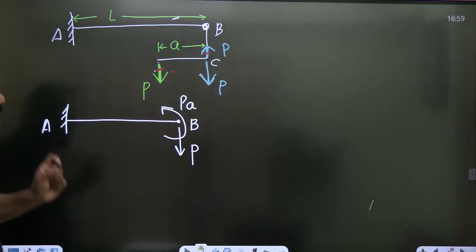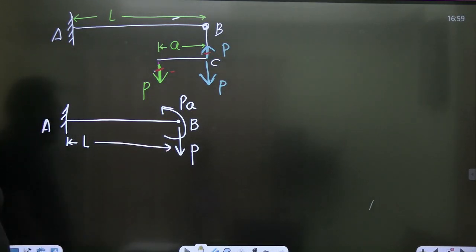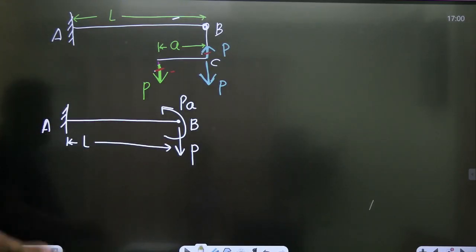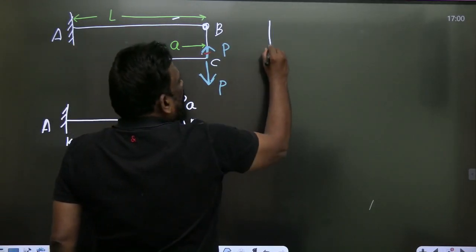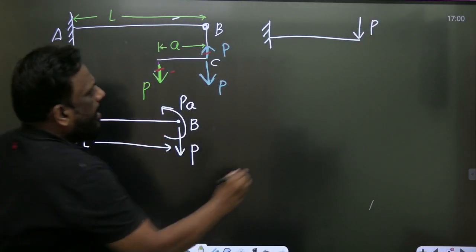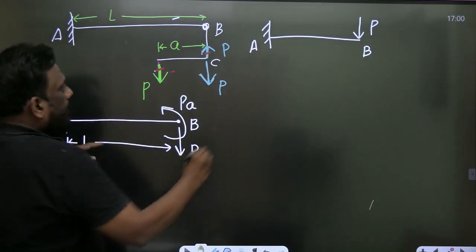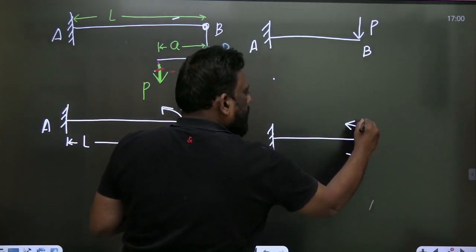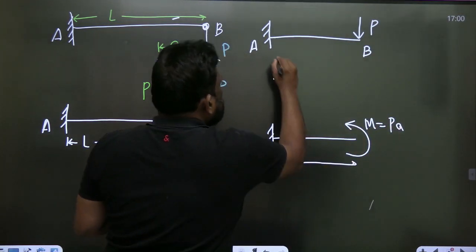The question is: this length is L, and what should this ratio be so that the deflection at point B is 0? We have studied this in deflection of beams. Let us take only this point. P is a downward load at point B. This is A, this is B. The second case is a moment of PA, and this length is L. This length is also L.